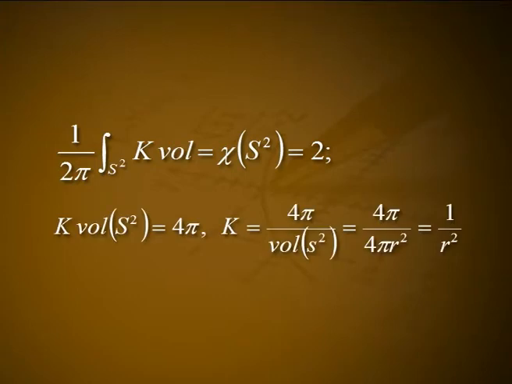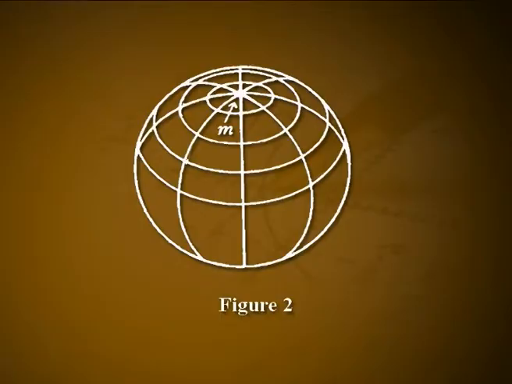K is equal to 4 pi by volume of S2, which is equal to 4 pi by 4 pi r square, which is equal to 1 by r square. The geodesics through M in S2 are the orthogonal trajectories of the orbits of the group of rotations of R3 that leave M fixed. These orbits are circles about M. So the geodesics through M are the great circles through M. See figure 2.